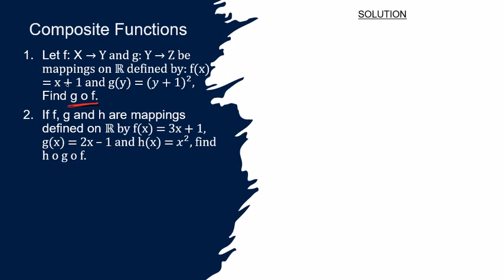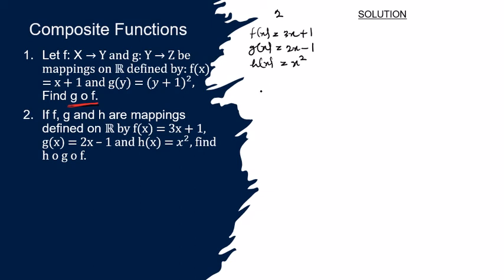Example 2 reads: if f, g, and h are mappings defined on the set of real numbers R by f of x equals 3x plus 1, g of x equals 2x minus 1, and h of x equals x squared. You have to find h of g of f of x.